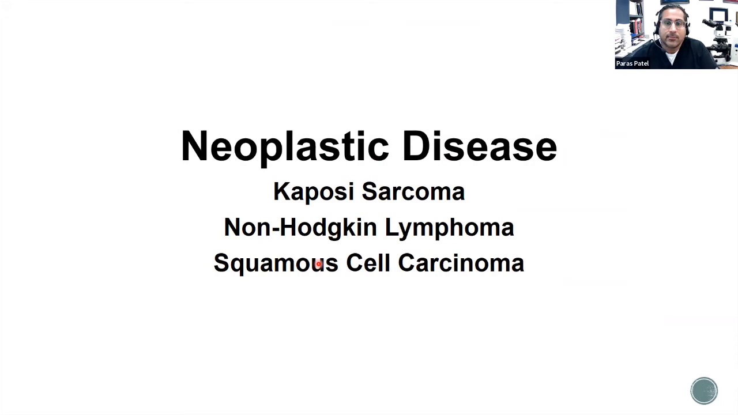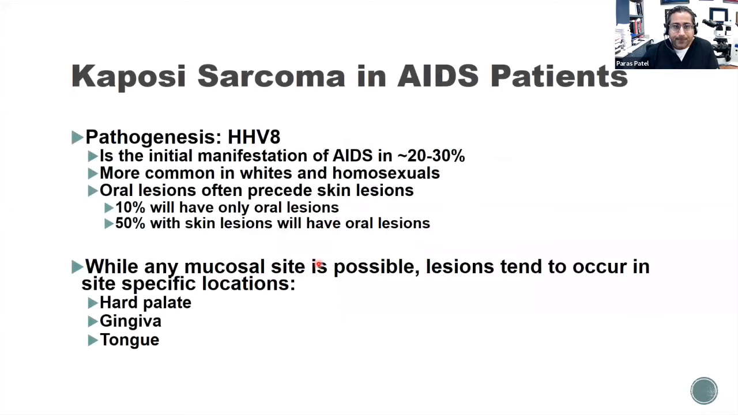Neoplastic diseases, I'm going to just focus on one. I do want to make the point that non-Hodgkin lymphoma is the most common malignancy seen in patients who are suffering from HIV and AIDS. But I'm going to focus on Kaposi sarcoma because that has a tendency to be found in the oral cavity with some frequency in this population. Kaposi sarcoma is a result of HHV8 infection, and years ago was the initial manifestation in many AIDS patients, close to 20 to 30% of that.